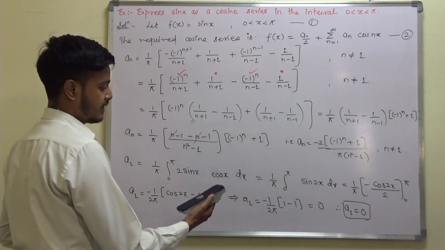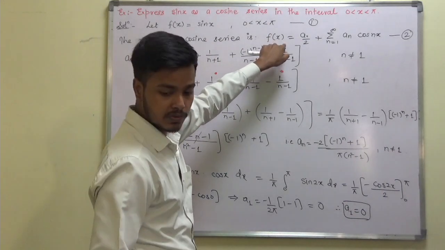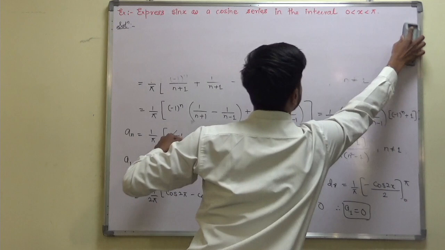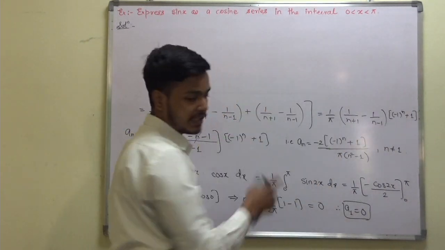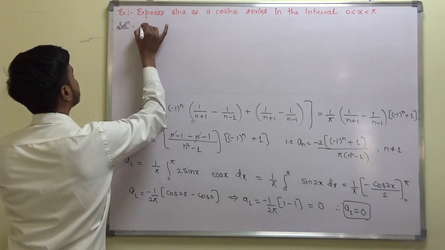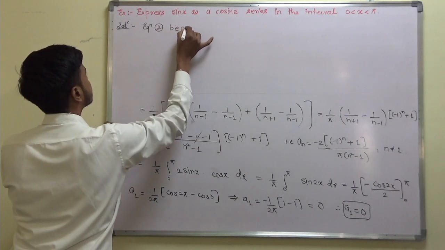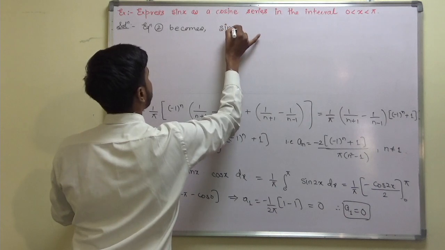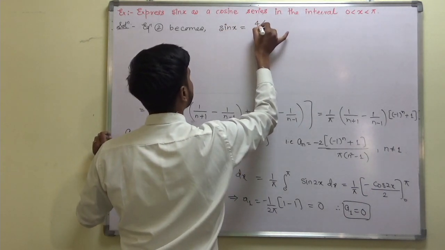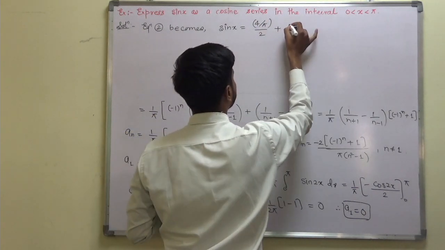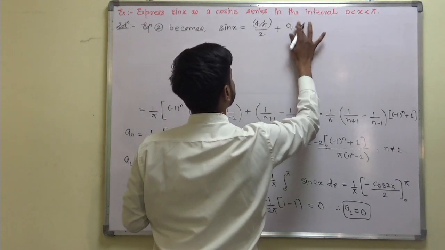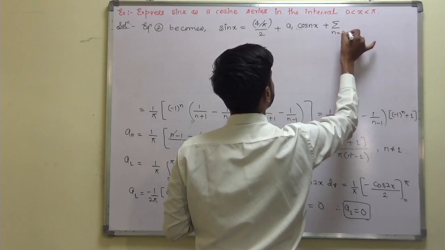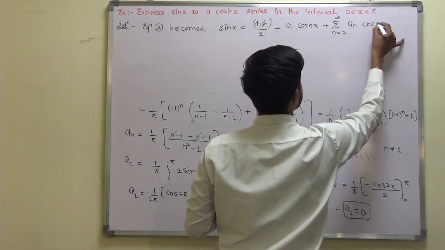In the equation, where is it? This one, equation 2. So equation 2 becomes... a very lengthy problem, I must say. But if you are conceptually correct, and if you are good at integration, you can write it. Then equation 2 becomes f of x. What is my f of x? Sine x. Sine x is equal to a0 by 2, where a0 is 4 by pi, plus a1 cos nx plus summation n is equal to 2 to infinity an cos nx.